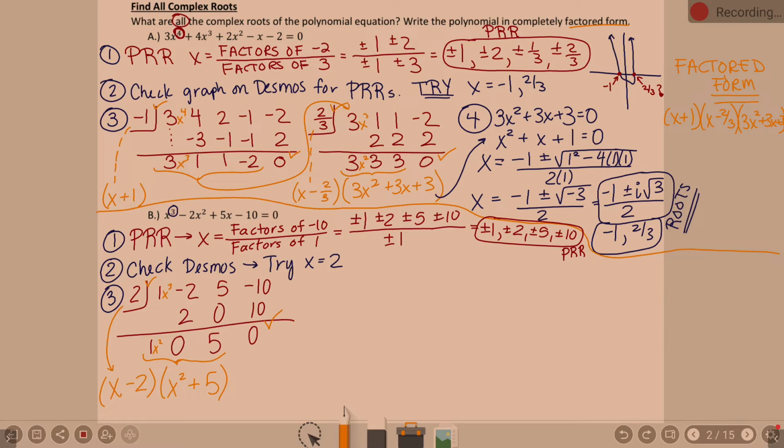Now, does x squared plus 5 factor anymore? No. We know by looking at our graph we still need 2 more answers, but they're going to be imaginary because we couldn't visibly see anything else. So what I just did is, if it asks you to write it in factored form, that's factored form right there: the x minus 2 and the x squared plus 5. Because I can't factor x squared plus 5, I'm going to have to solve in a different method.